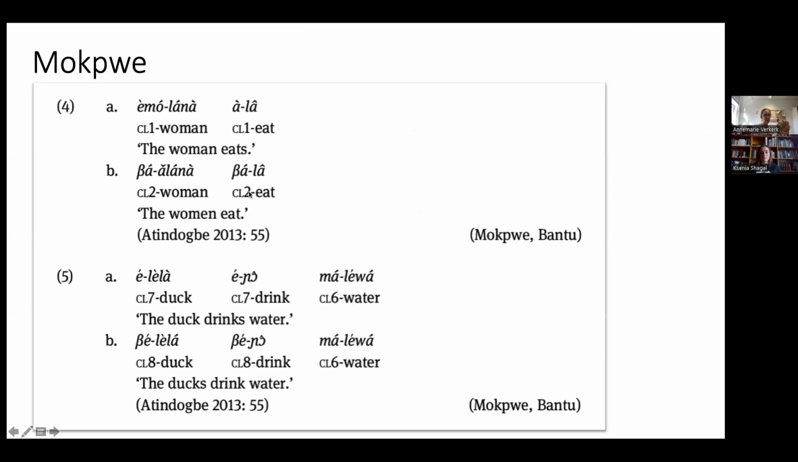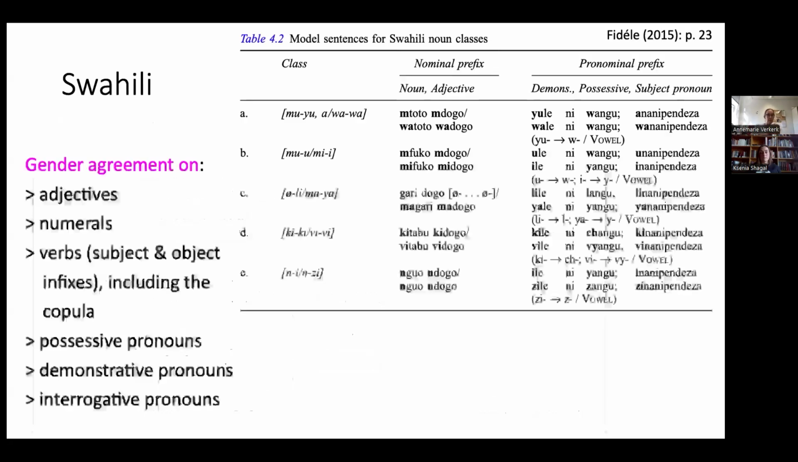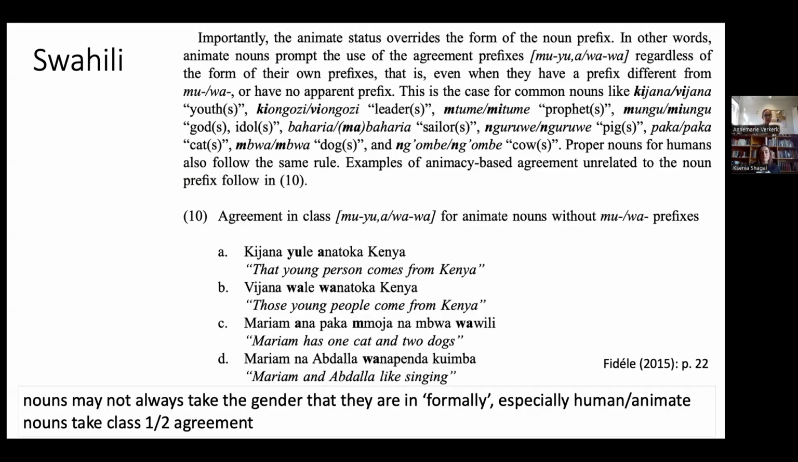This is what we call syntactic agreement. The noun is associated with a certain class, and the noun class determines what the agreement pattern looks like across all of these targets. But in some languages, it works differently, and Swahili is one of them. So in Swahili, the animate status overrides the form of the noun prefix. That's how this original source puts it. What they write here is that, in other words, animate nouns prompt the use of the agreement prefixes mu and wa, regardless of the form of their own prefixes. That is, even when they have a prefix different from mu, wa, or have no apparent prefix, and this is the case for nouns, and you can see the various nouns here.